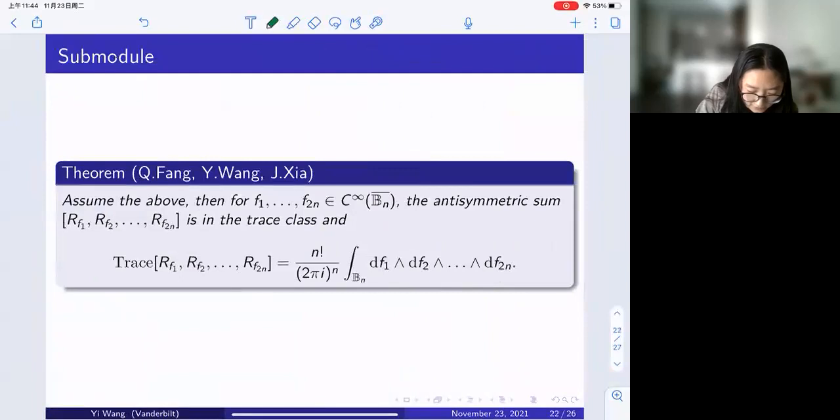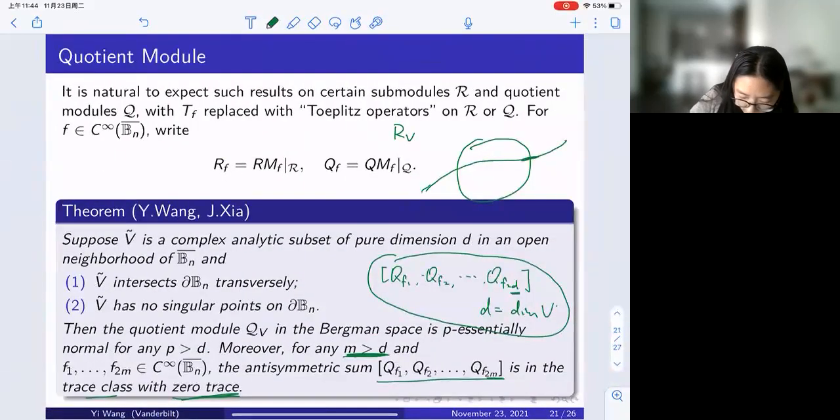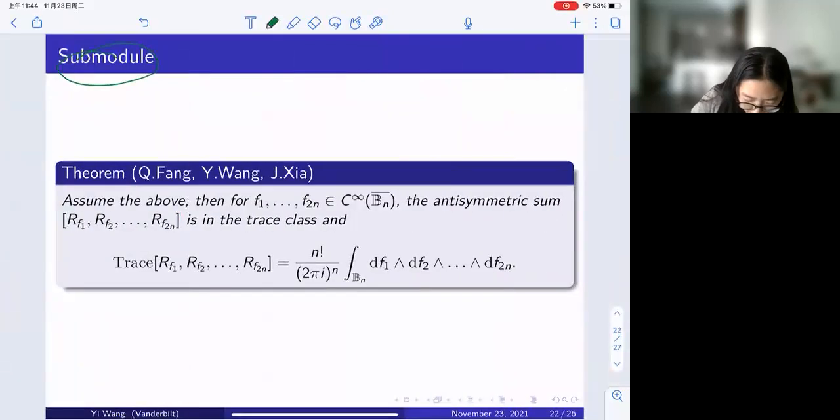And in the case of the submodule, the situation is a bit different. So we proved that under the same setting, the smooth variety setting, if you consider the anti-symmetric sum of two n Toeplitz operators on the submodule, then you have the exact same trace formula as the entire module.